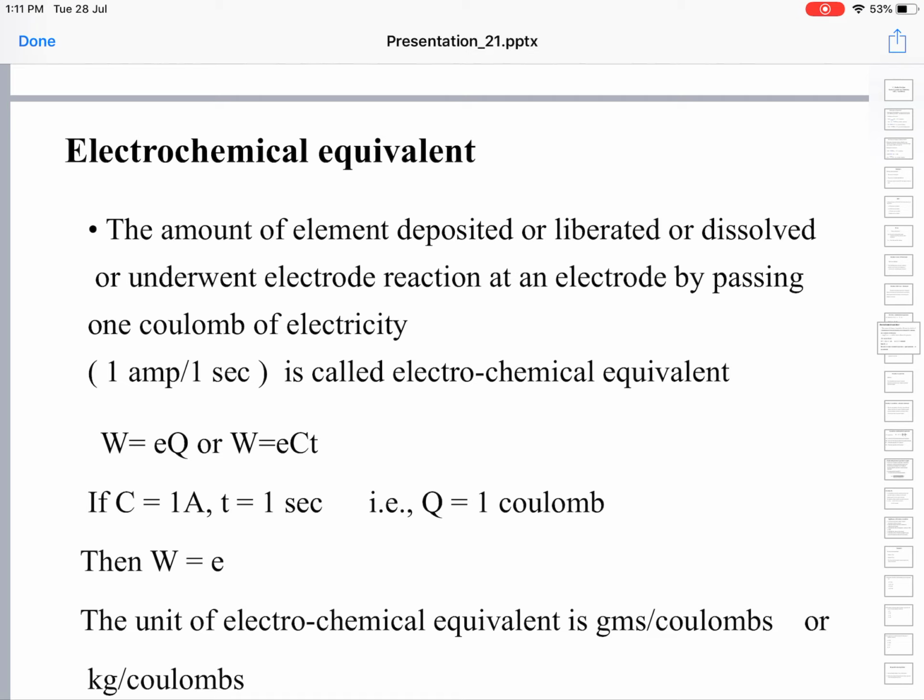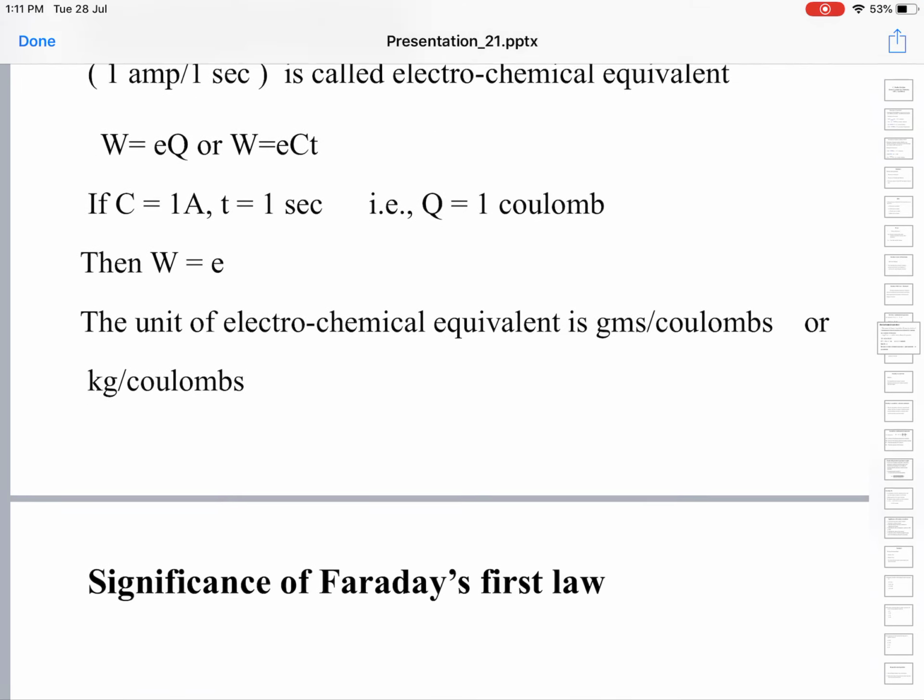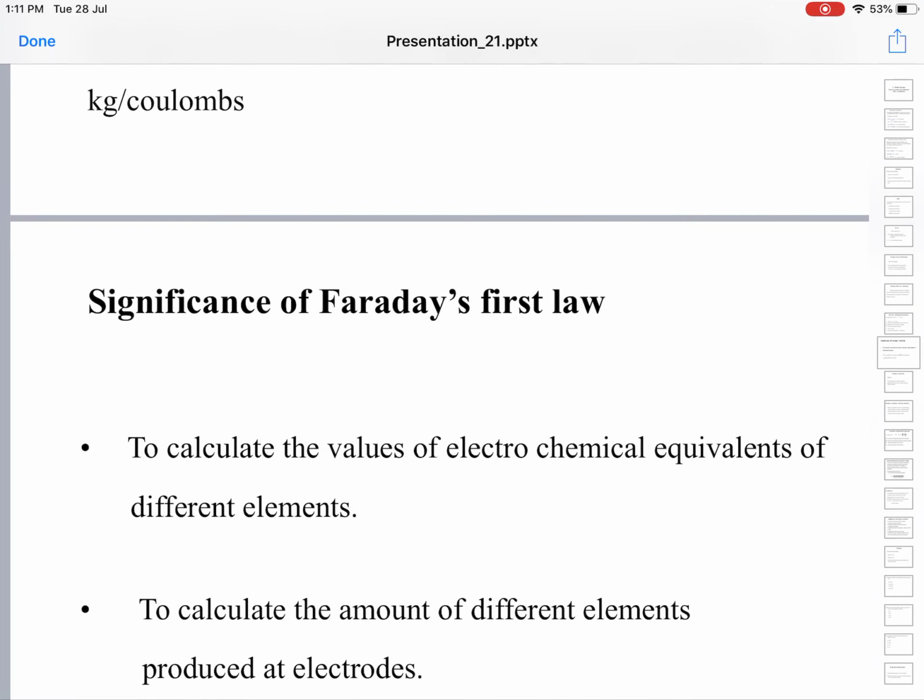So, we can define electrochemical equivalent as the mass of the substance deposited or liberated at the electrode by the passage of 1 coulomb or 1 ampere of current per 1 second. The unit of electrochemical equivalent is grams per coulomb or kilograms per coulomb. This is about the electrochemical equivalent.